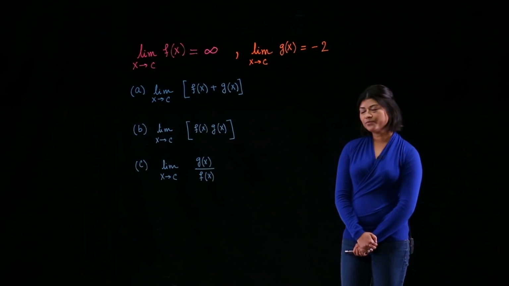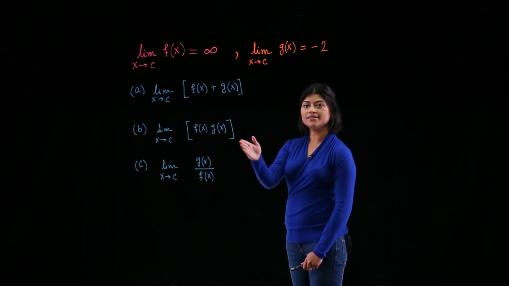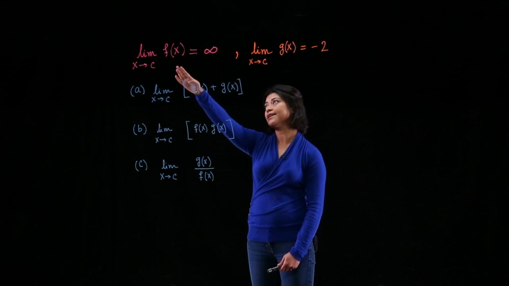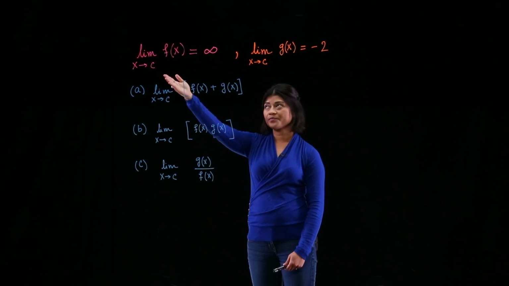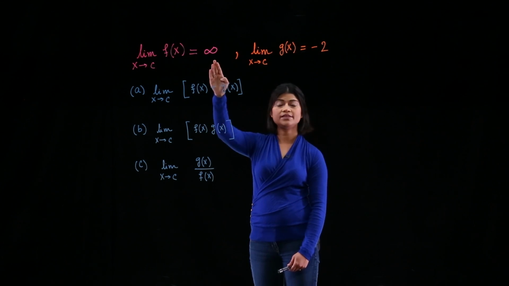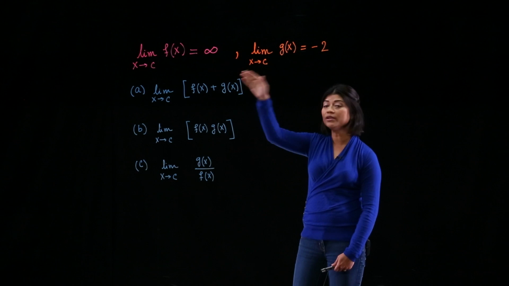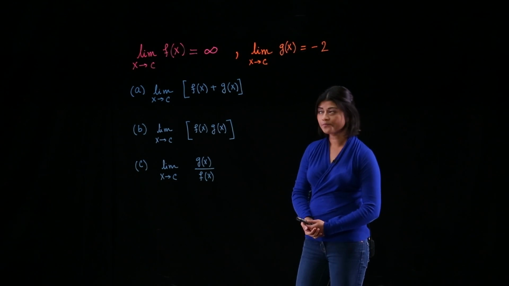Hello, I'm Papia. In this problem, we have to use the given information to evaluate these three limits. The information given to us says that the limit as x approaches c of a function f(x) is infinity, and of a function g(x) is -2. So the two limits are given to us when x is approaching the same value c.